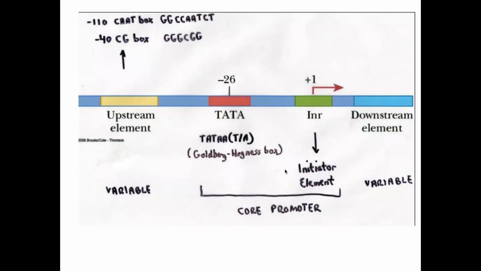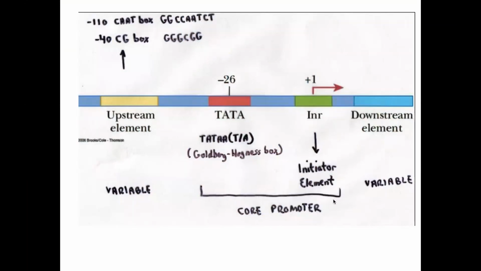So again, what you can see is that this region here that encompasses that +1 site as well as that Goldberg-Hagness box is what's called a core promoter, because that core promoter is going to be found in front of every protein encoding gene within a eukaryotic genome. So it's invariant, or very little difference from gene to gene. So those are absolute requirements. So it's referred to as a core promoter.